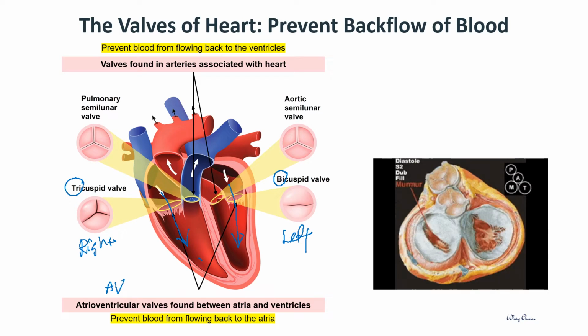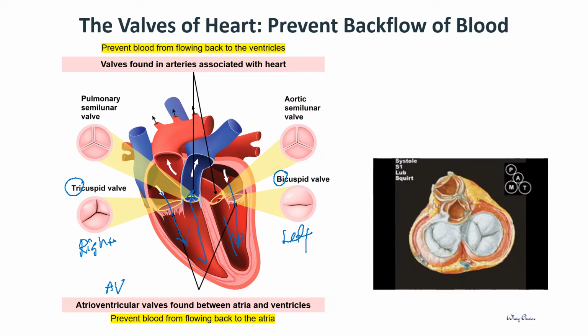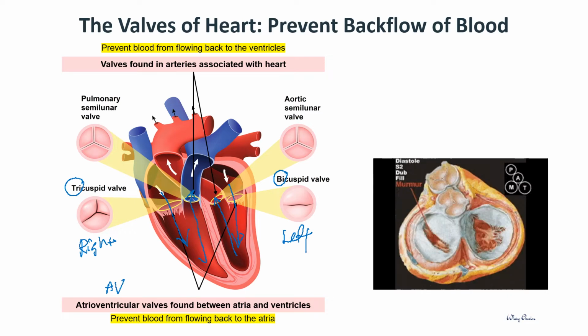And the blood will be pumped from the ventricles into the arteries on both the right and left side of the heart. And now the backflow of the blood into the ventricles is prevented by another group of valves, which are the valves found in the arteries.